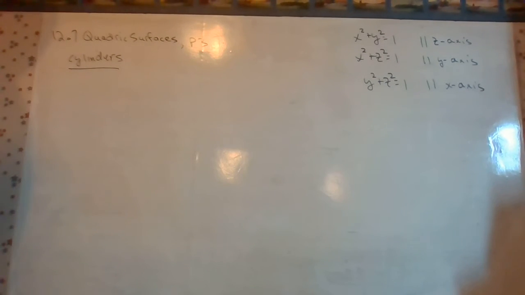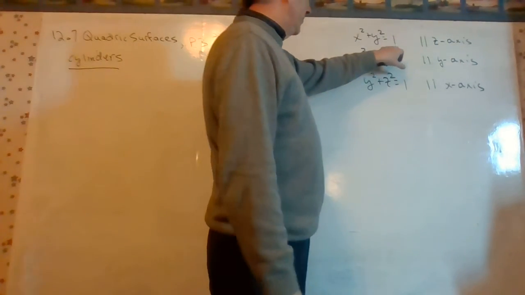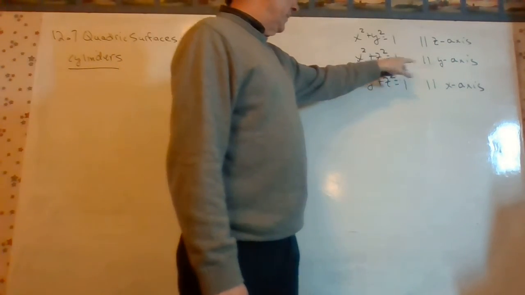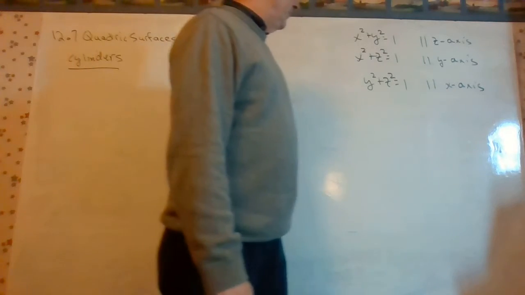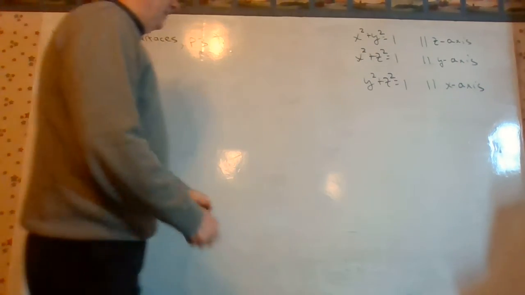12.7 Quadric Surfaces Part 3. We're going to look at cylinders. Here are three cylinders. X squared plus y squared equals 1 is parallel to the z-axis. X squared plus z squared equals 1 is parallel to the y-axis. You'll notice it's parallel to the missing variable.